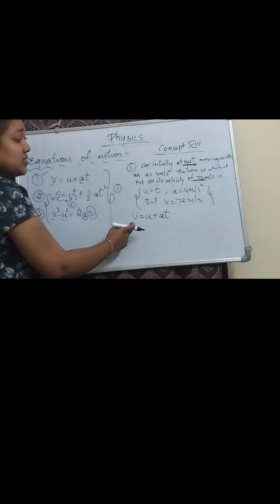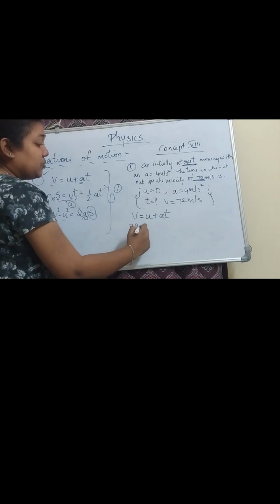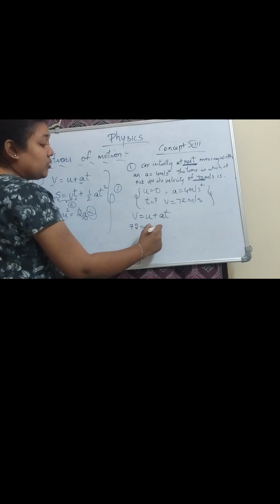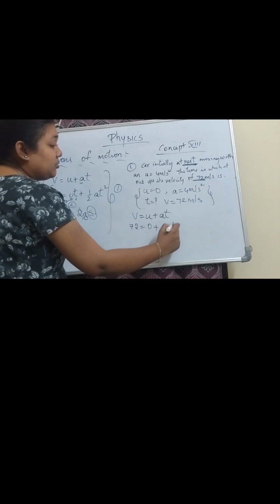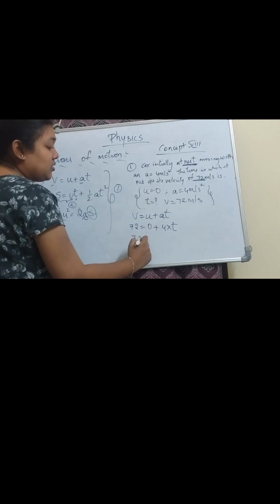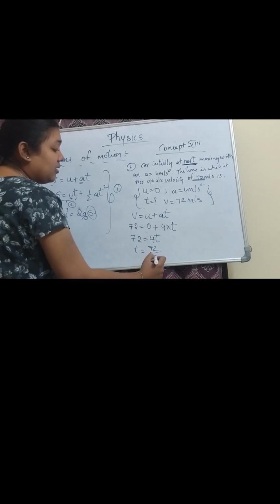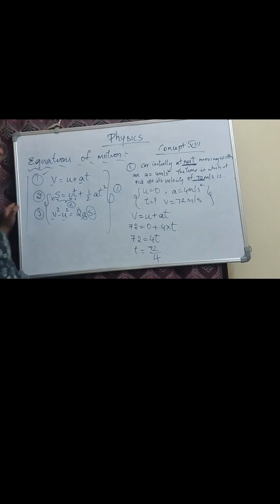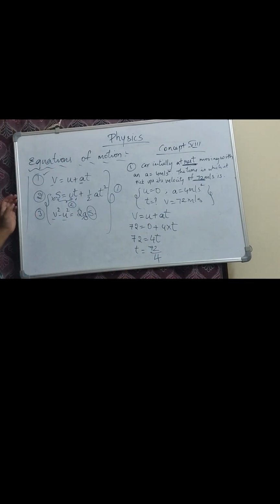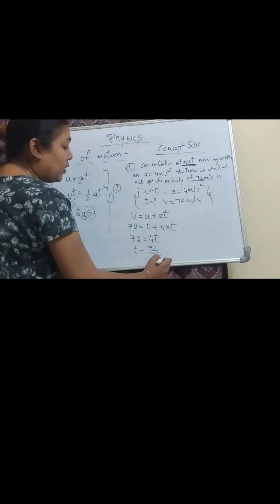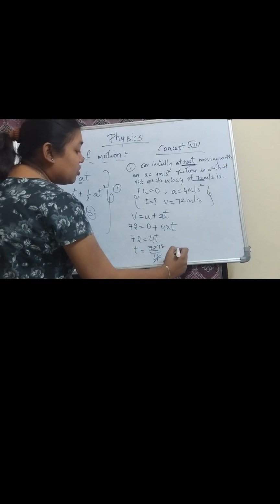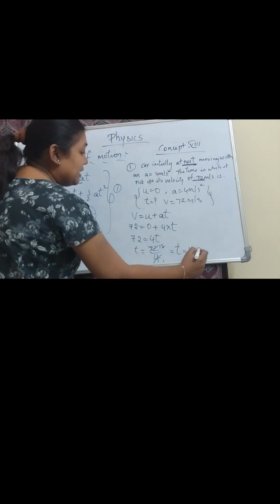Now what is V? 72 = U, which is 0, plus 4 into T. Now 72 = 4T. From this, T = 72 by 4. So how many times does it cancel? 18. So T = 18 seconds.